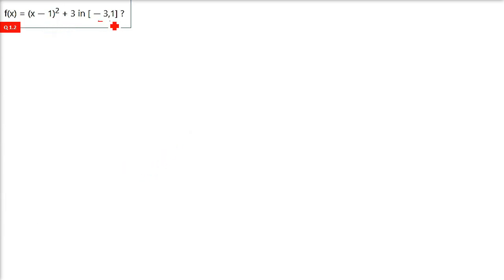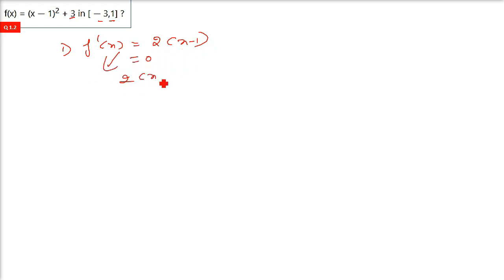Next question: (x minus 2) whole square plus 3 in [-3, 1]. Already the interval or the critical points are provided. We just have to differentiate this function and place it as 0 and see if we come up with some additional critical points. If there are none, then we will check only at -3 and 1. Now f dash x we have already done, and we are placing it as 0.